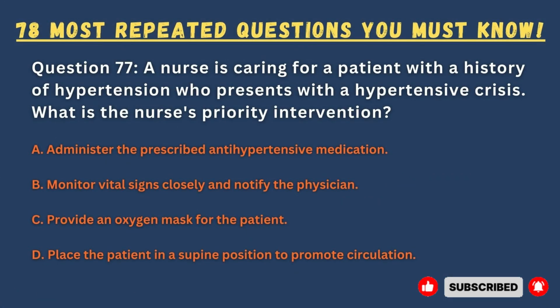Question 77. A nurse is caring for a patient with a history of hypertension who presents with a hypertensive crisis. What is the nurse's priority intervention? A. Administer the prescribed antihypertensive medication. B. Monitor vital signs closely and notify the physician. C. Provide an oxygen mask for the patient. D. Place the patient in a supine position to promote circulation.